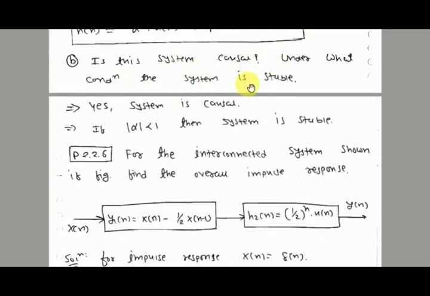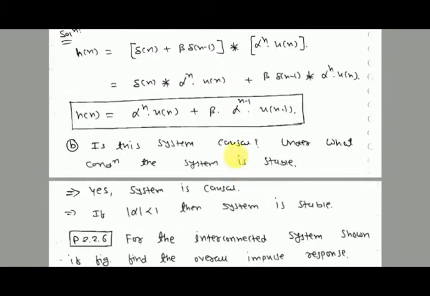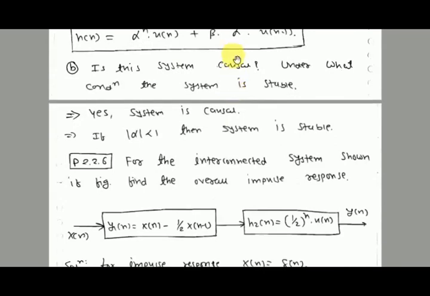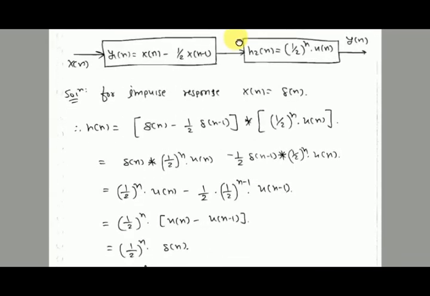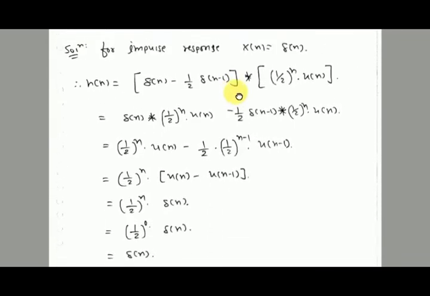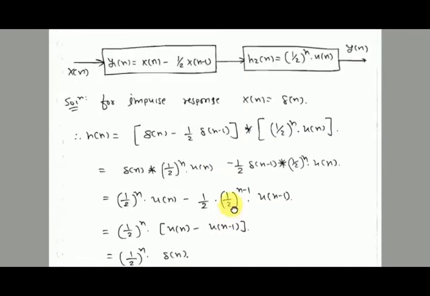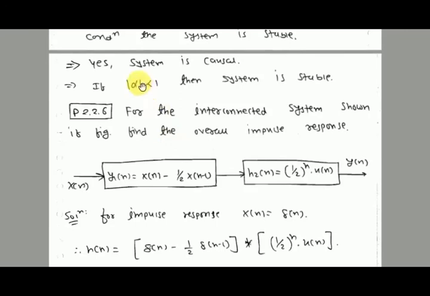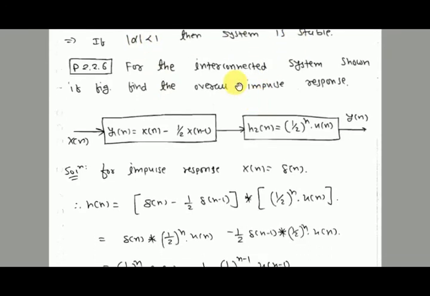Is this system causal? Under what condition is the system stable? We have to find the causality and stability of that system, and for the system to be stable, what should be the condition? You have to find alpha and beta's values. You can do the similar thing on your own. You will get the answer: mod alpha less than 1, then the system is stable, and the system is causal.